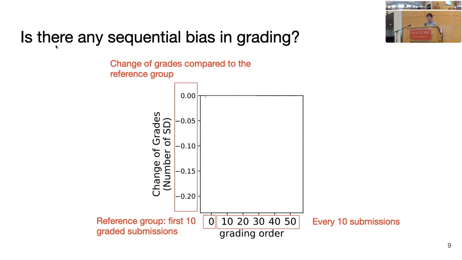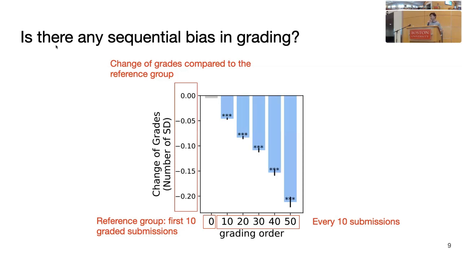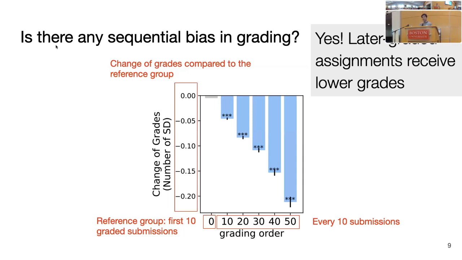So is there any sequential bias in grading? Let's take a look. For the following 10 to 20 assignments, there's a slight decrease in scores compared with the reference group, the first 10 graded assignments. But if we go further, for later graded assignments, like if your assignment is graded way later, from the 50s to 60s, the scores are much worse than the first 10 graded assignments. It suggests that later graded assignments receive much lower scores compared with earlier graded ones. So there is a sequential bias in grading.